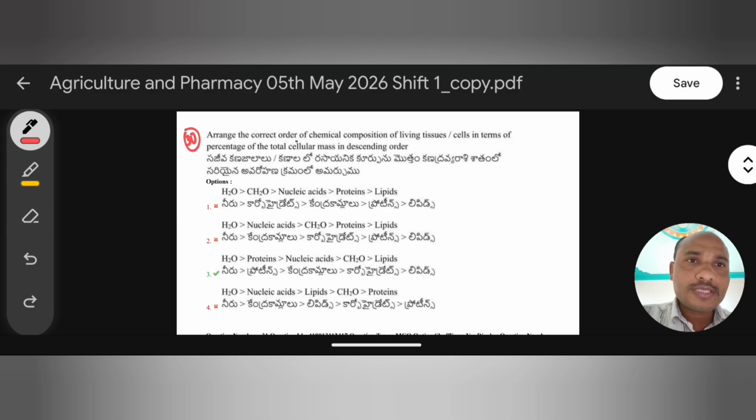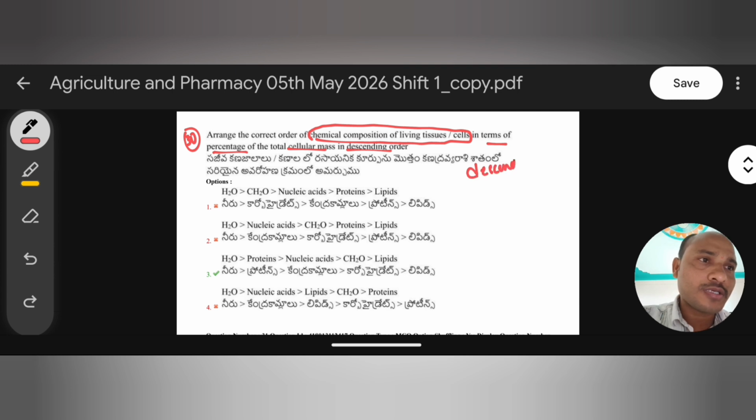Arrange the correct order of chemical composition of living tissue or cell. Here we have to arrange the chemical composition of cell or tissues in terms of percentage of the total cellular mass in descending order. Note down descending order. So what we have to arrange is the chemical composition of a cell in terms of percentage. A cell contains various molecules, and descending order means highest to lowest.